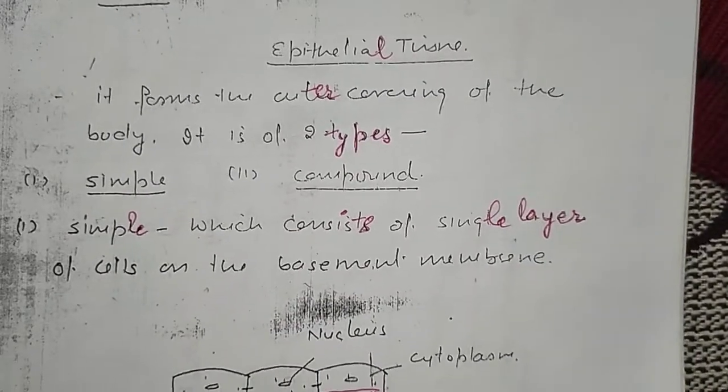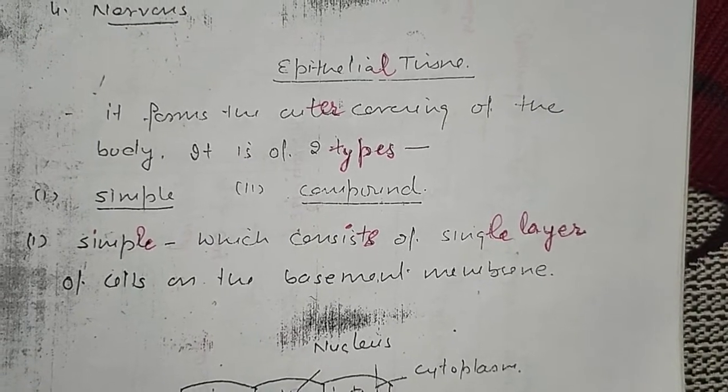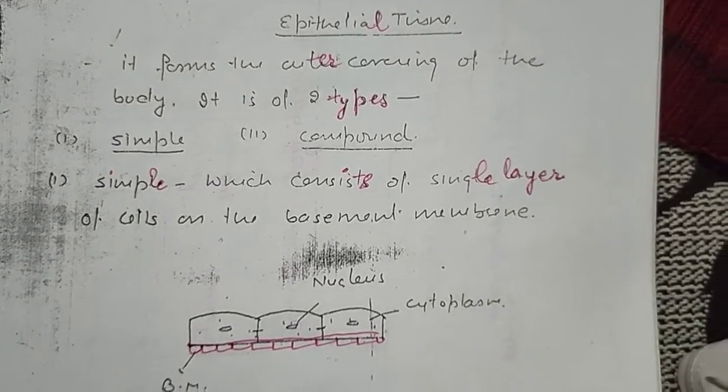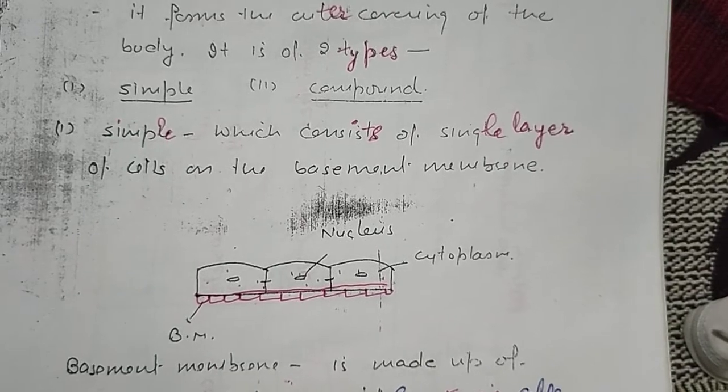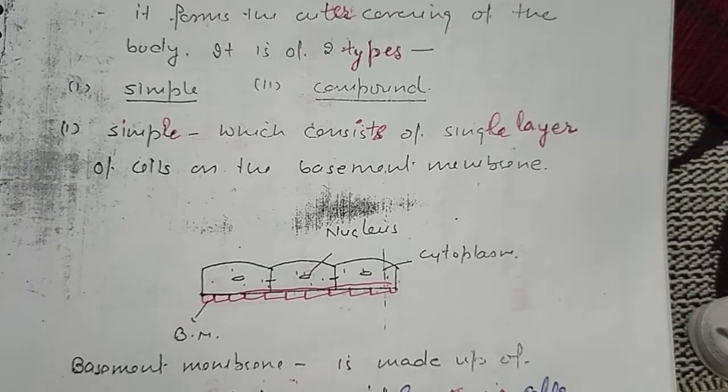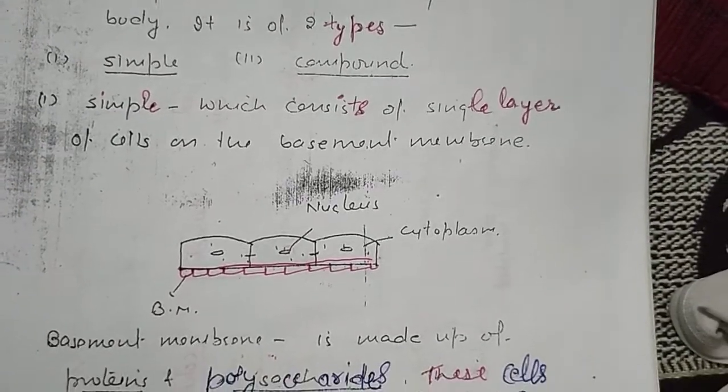Epithelial tissue forms the outer covering of the body. It is of 2 types: simple and compound. Simple consists of a single layer of cells on the basement membrane. Here you can see in the diagram.